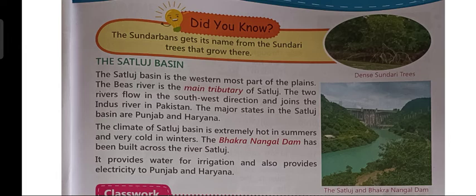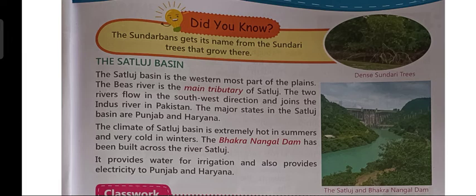The Satlaj Basin is the westernmost part of the plains. The Beas River is the main tributary of Satlaj. Two rivers flow in the southwest direction and join the river Indus in Pakistan. The major states in the Satlaj Basin are Punjab and Haryana.